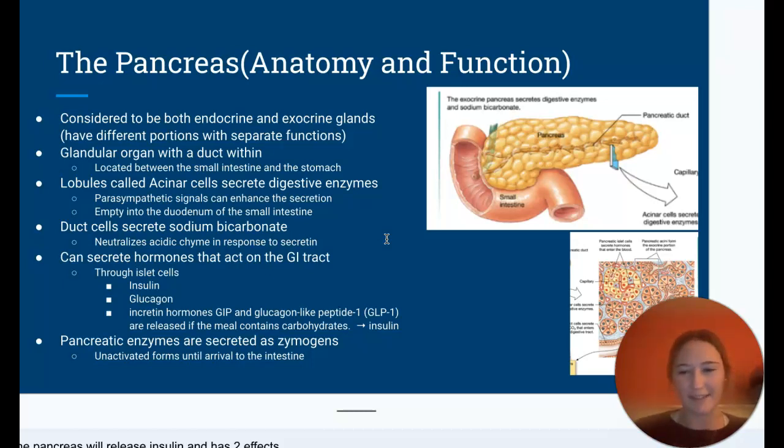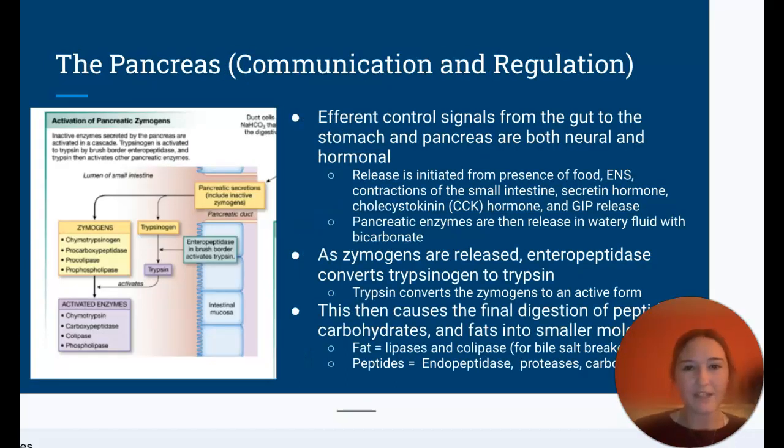That's kind of the process that's affected there. And then these pancreatic enzymes that move into the small intestine, those are called zymogens, and those are the inactive forms. And then we're going to talk about how those become activated in the next slide. So, the process of food and enzyme use is kind of explained here.